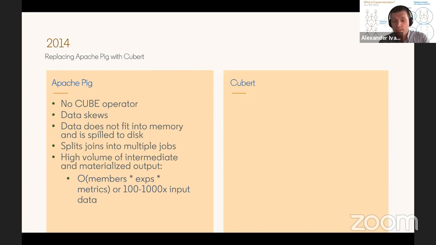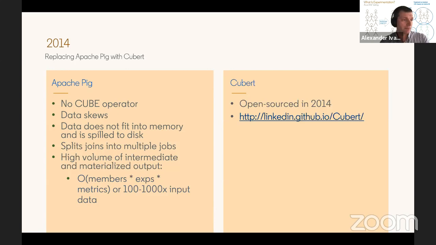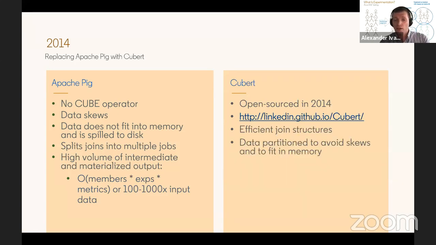So what we did, we developed an in-house data processing language that was open sourced in 2014. And if you'd like, you can read about the language here. It featured efficient join structures as well as efficient cubing. And data was cleverly partitioned to avoid skews and to fit into memory.